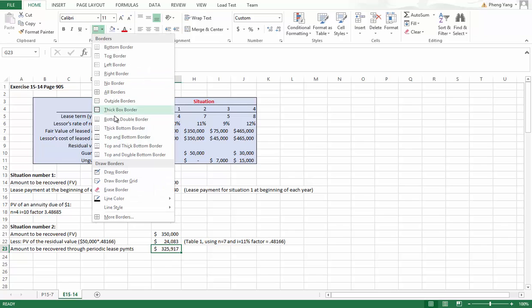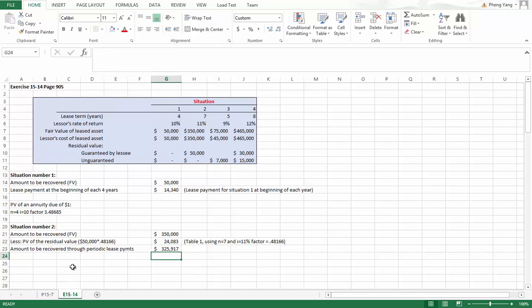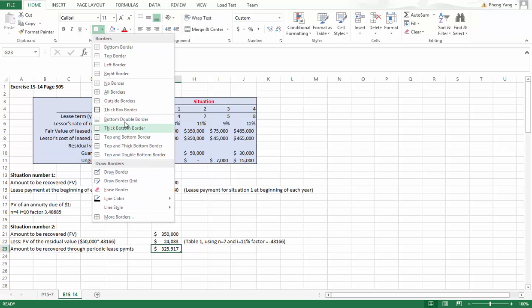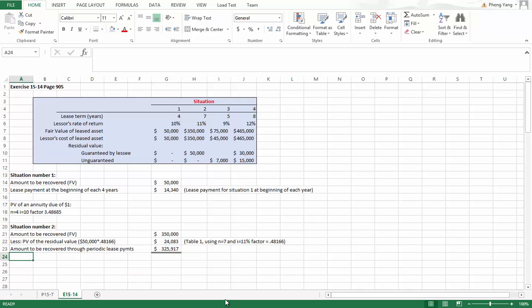Okay. No border there. That's right. We're just doing this. Okay. There we go. I knew what I wanted to do. All right. Then basically what we're going to do is we're going to take the lease payments at the beginning of the year.